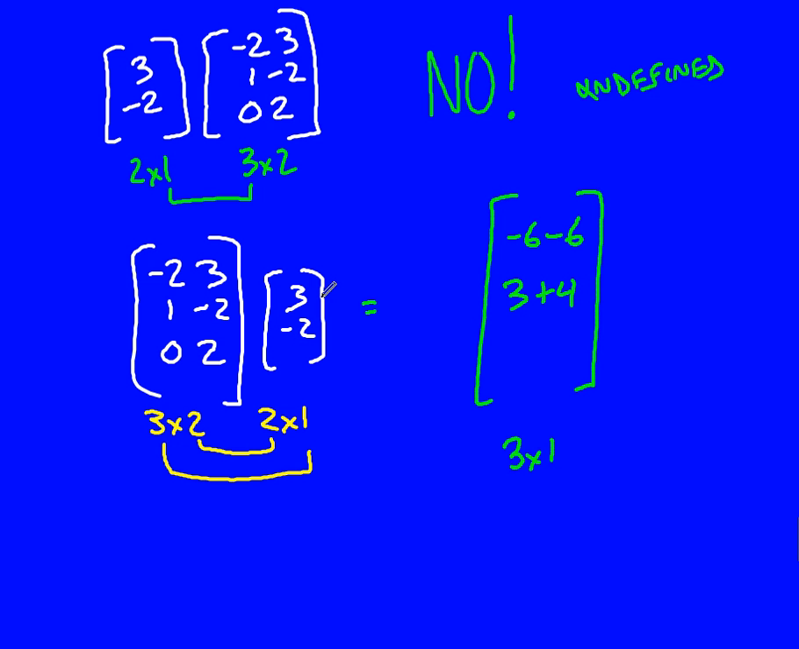Then in the last row, 3 times 0 is 0. And 2 times negative 2 is negative 4. So when I simplify this, I should get negative 12, positive 7, and negative 4 for my answer matrix.